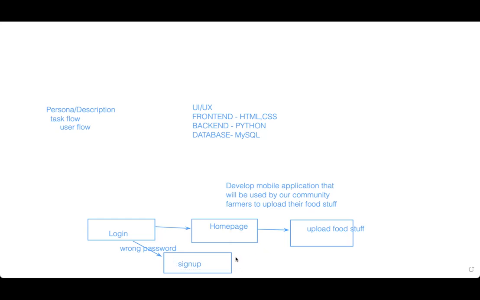So with the user flow, it has more descriptions, so it's complex. And with the task flow, it's simple. You see with the task flow it was three, but with the user flow, you can add a lot of things. If the person is uploading the food stuff and the details are wrong and everything, you can do a lot of boxes. You can derive a lot of boxes from these three boxes that you derive using the task flow.